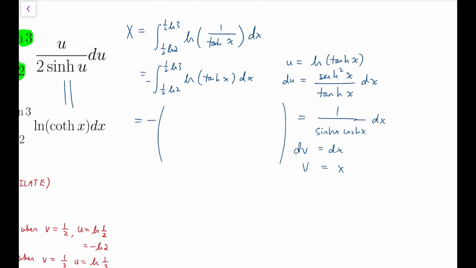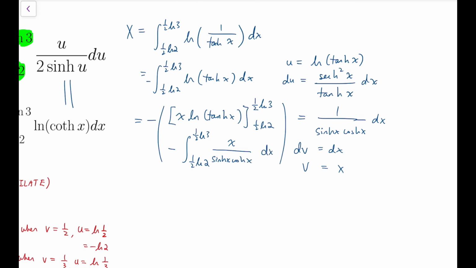So from this I have u dv equals uv, so it's x times natural log of tangent h of x, and this expression evaluated under the limits half of log 3 and half of log 2. This value is subtracted by the integral of the same limits, and for this we have v du instead. So x over sin x and cos x dx.